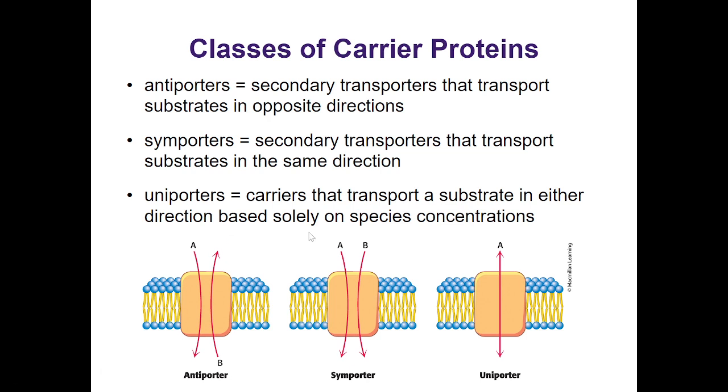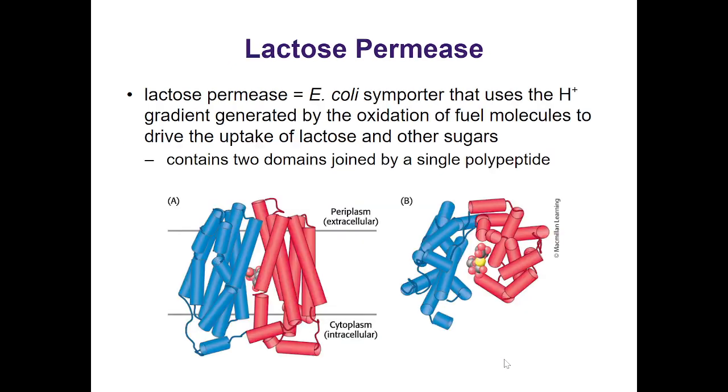Uniporters. What do you think that means? Unit, like unicycle. By itself, right? So a uniporter can be the carrier that transports a substrate in either direction based solely on the species concentrations. Basically, it just moves it back and forth across here. And it just does one species.